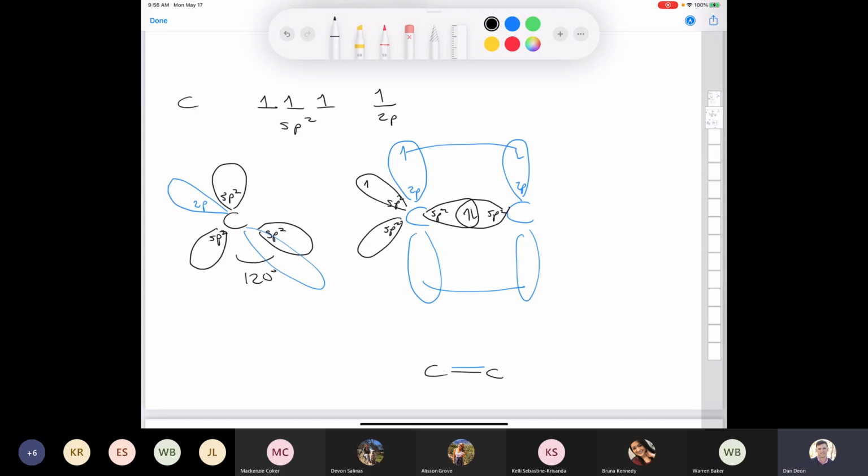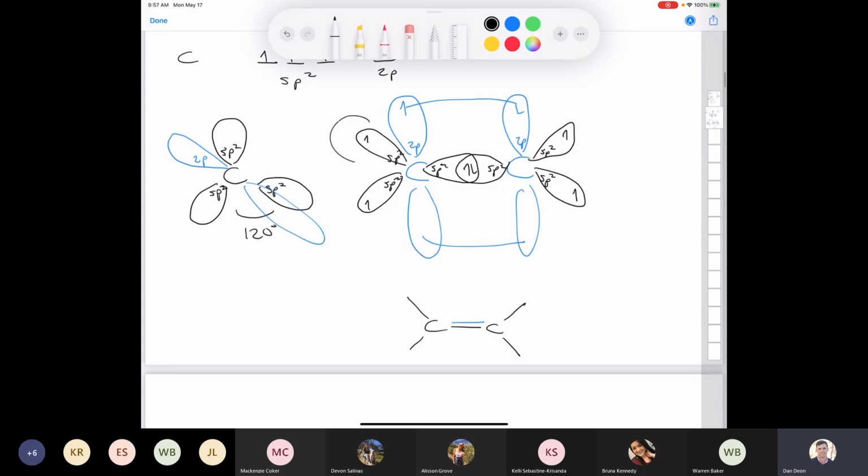Each one of those has an unpaired electron. sp2. Sorry, my artistry isn't the greatest on the iPad. Not that it was that killer on a piece of paper or on the chalkboard, but there we go. So now I've drawn these bonds like this. And then I have a hydrogen, right?